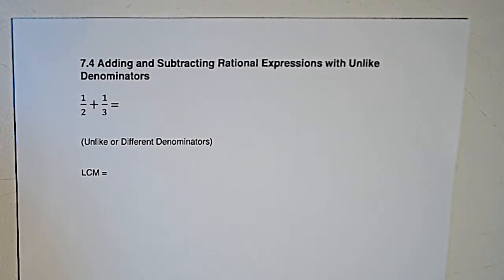I'm live, and this is Math 40 Elementary Algebra, Chapter 7.4, Adding and Subtracting Rational Expressions with Unlike Denominators.